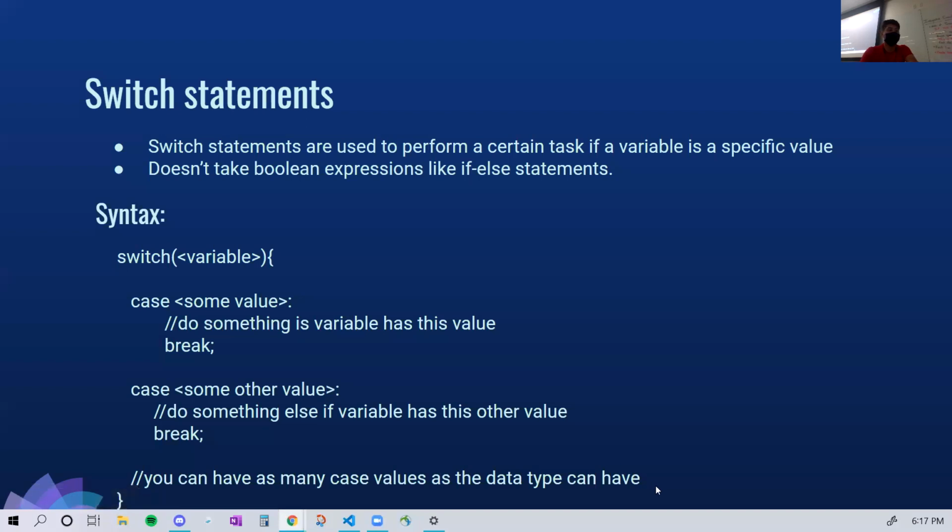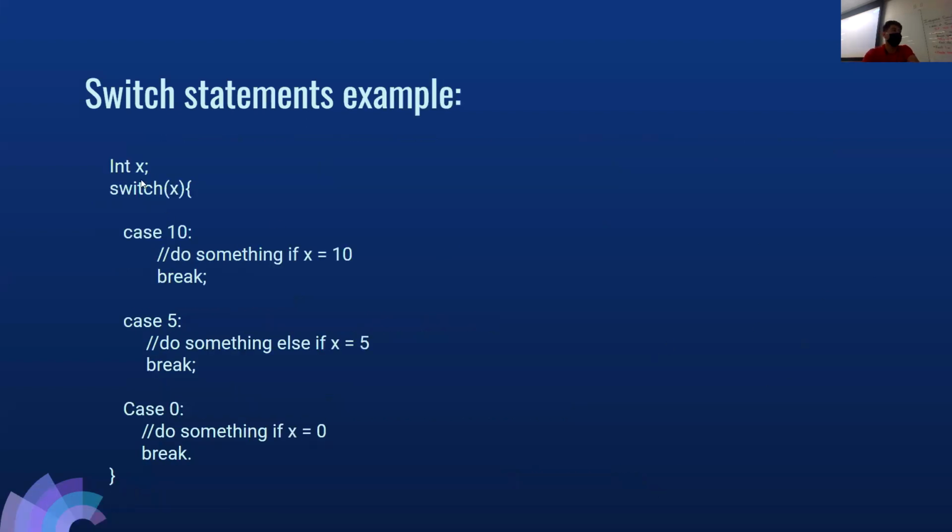So I think I have an example here. Yeah, so you have again an integer x, you do switch x. If x is equal to 10, then do something here. If it's equal to 5, then do something here. If it's equal to 0, then you can do something here. And these are pretty useful when you have to check for a lot of different values. Instead of having a bunch of if statements, you can just do this.